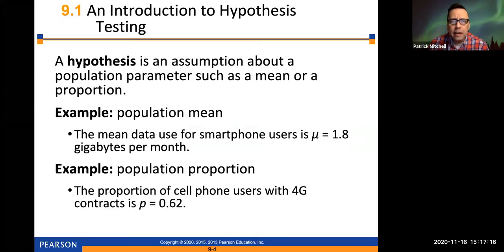So a hypothesis is an assumption about a population parameter, such as a mean or a proportion. So an example of a hypothesis about a population mean could be something like the mean data used for smartphone users is sigma equals 1.8 gigabytes per month. An example of a hypothesis about a population proportion could be something like the proportion of cell phone users with 4G contracts is P equals 0.62.